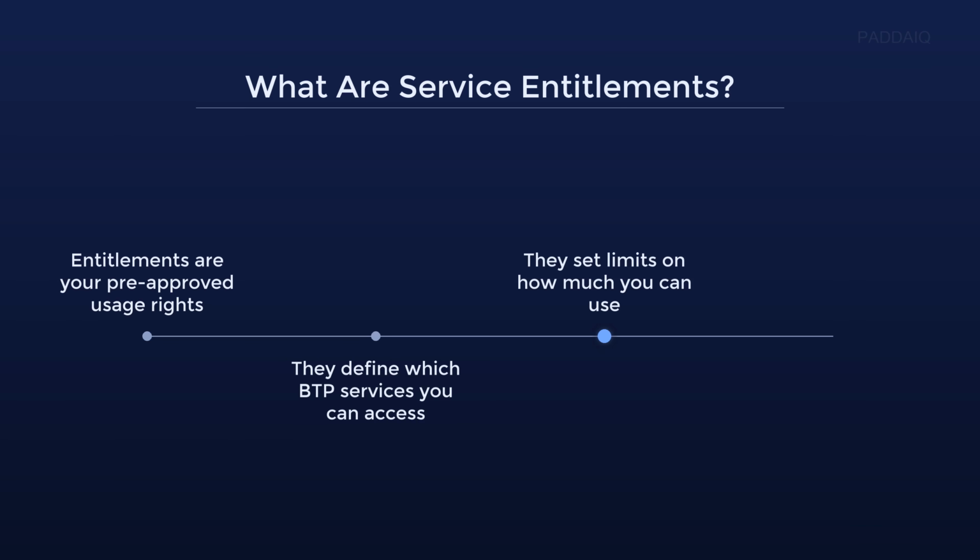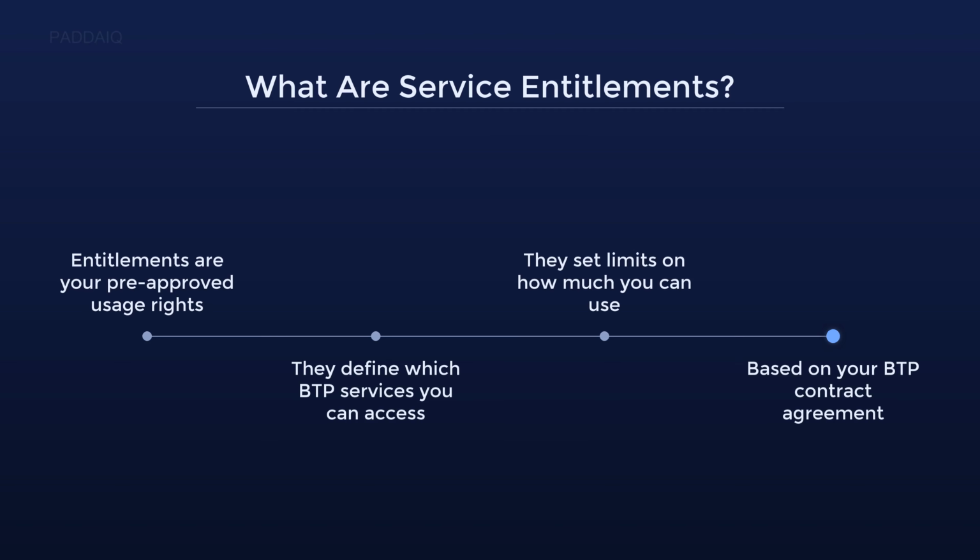They set limits on how much you can use. This means you get a specific amount of a service, like storage or processing power, that you cannot exceed. For example, your subscription might allow up to 50 GB of data storage. This ensures predictable resource consumption and cost control within your BTP environment.